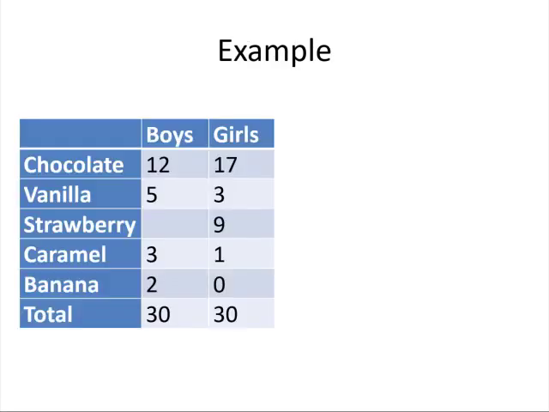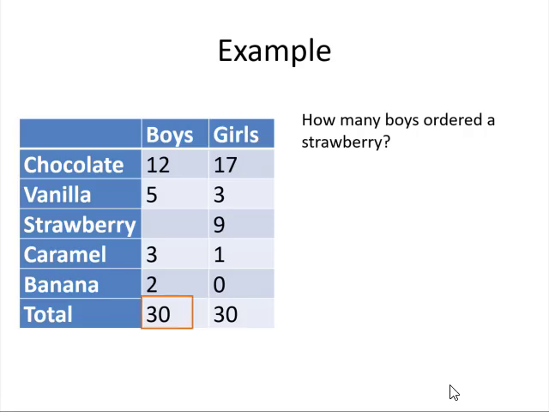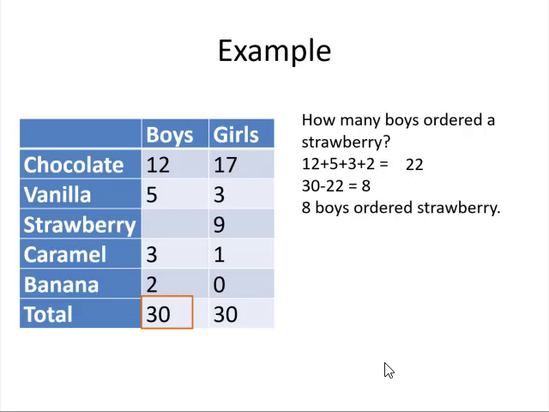Here I have a table of the ice creams ordered by a group of boys and girls. And I want to know how many boys ordered a strawberry. The number is missing. We know that the total number of boys is 30 because that's in the table at the bottom row. We can add up the other flavours, 12 plus 5 plus 3 plus 2, which gives me 22. If I take away that 22 from the 30 total, I get 8. Therefore 8 boys ordered strawberry, and I can put that in my table.